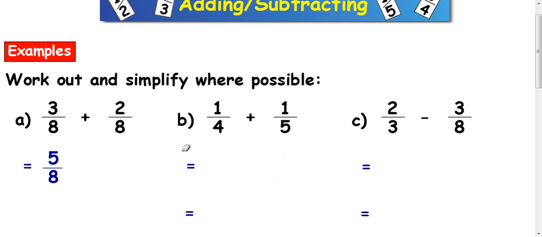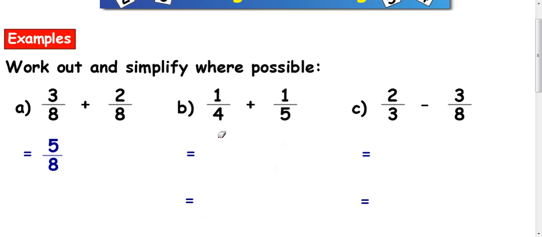It becomes a wee bit more tricky when you're adding things with a different denominator, i.e. a different number at the bottom. Now what you have to do here is try to get a common denominator, a denominator where both numbers can divide into. And then you can just do what we did in part A here.